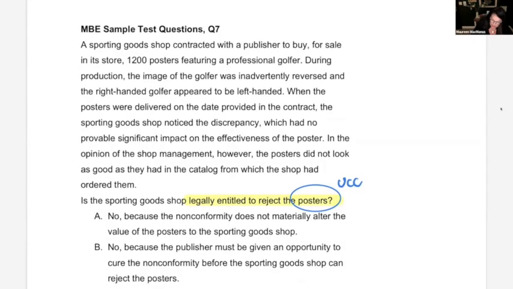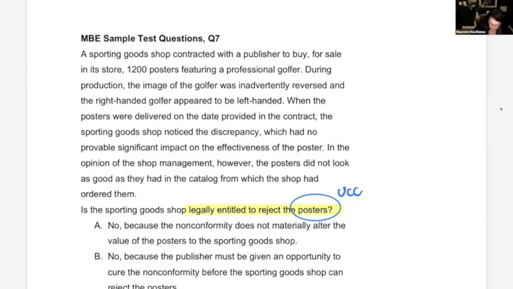A sporting goods shop contract with a publisher to buy for sale in its store. Okay, so we have a merchant. Don't know if it matters, but looks like they're both merchants. For sale in its store, 1,200 posters featuring a professional golfer. During production, the image of the golfer was inadvertently reversed, and the right-handed golfer appeared to be left-handed. Okay, so are they entitled to reject?